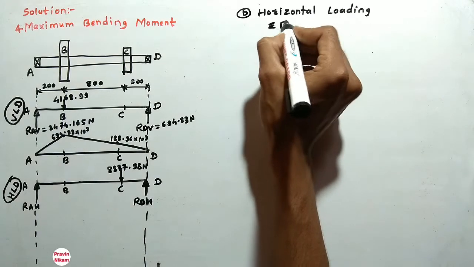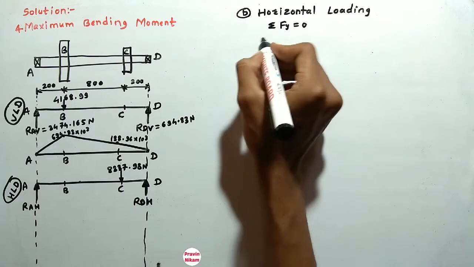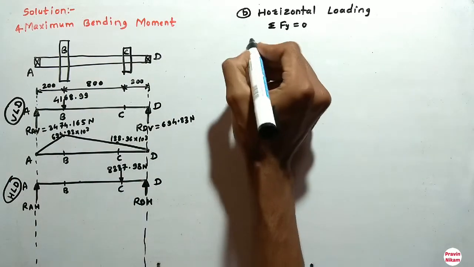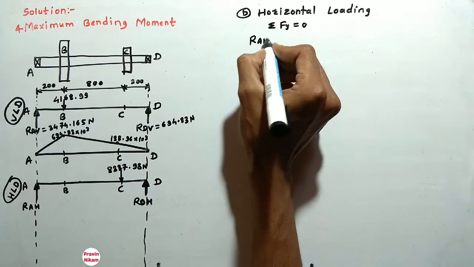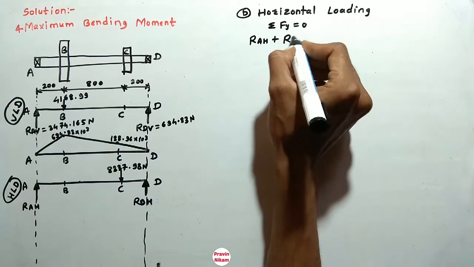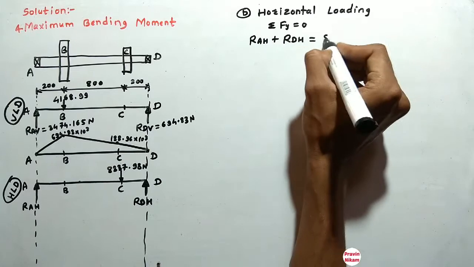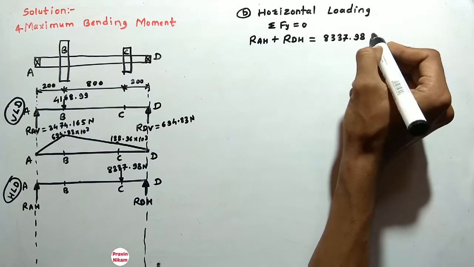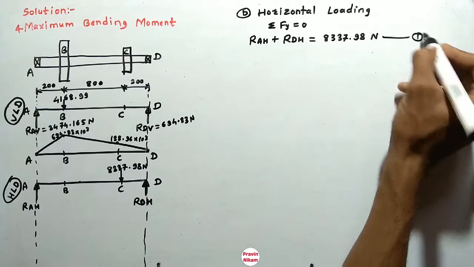So for reactions, summation Fy is equal to 0. Summation Fy, upward force is positive, downward negative. So RAH plus RDH is equal to 8337.98 Newton. So this is equation 1.